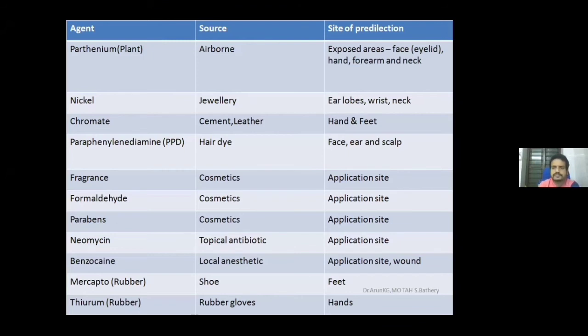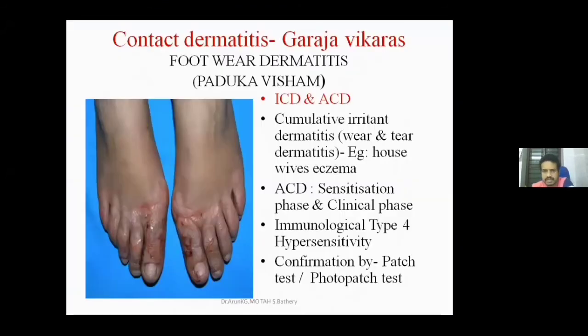Okay, so it is of two kinds: irritant contact dermatitis and allergic contact dermatitis. Cumulative irritant contact dermatitis also will be there, and very commonly appears in the OPD. A common example is housewives' eczema. In allergic contact dermatitis, there will be a sensitization phase initially, followed by a clinical phase. Here, immunological type 4 hypersensitivity is involved. And the confirmation here is by patch test.